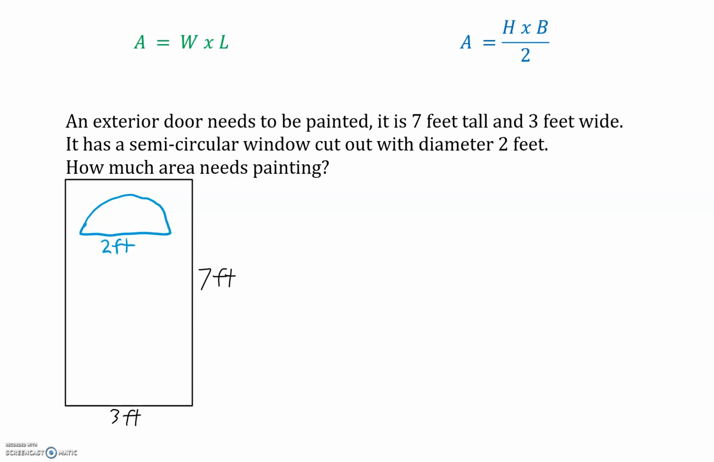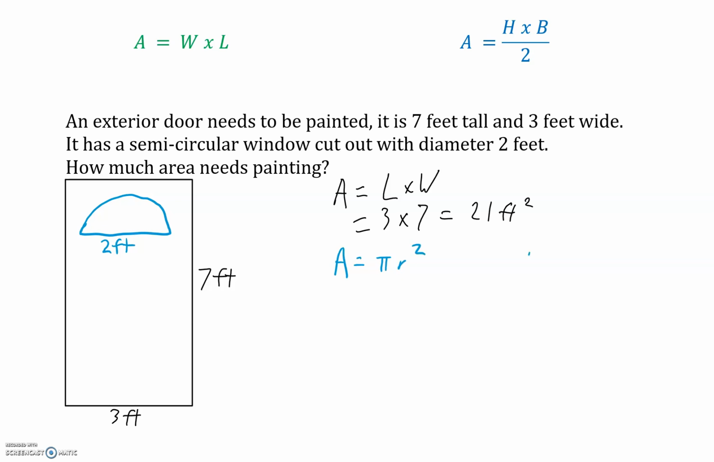Okay, so there's 2 steps here. The first step is we need to find the area of the black part. So that's length times width. So when we do that, 3 times 7, and we get 21 feet squared. And then we need to get rid of the crescent shape. So we need to find the area of that. So area of that is pi r squared.